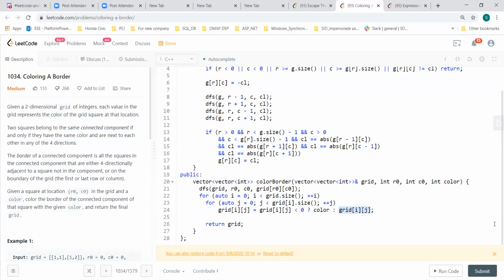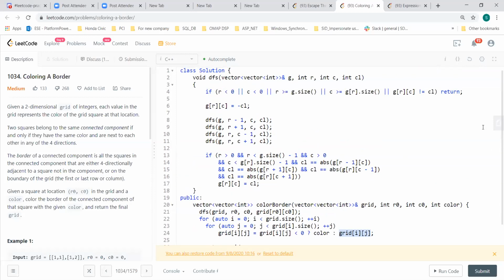And where are you stopping? When you find a different color, how are you handling that? This is the way, right? I just return from here. Whenever I don't see the same color, I just return from here.